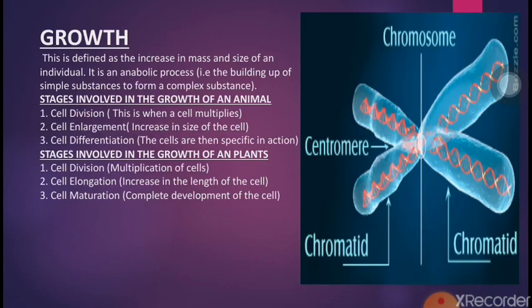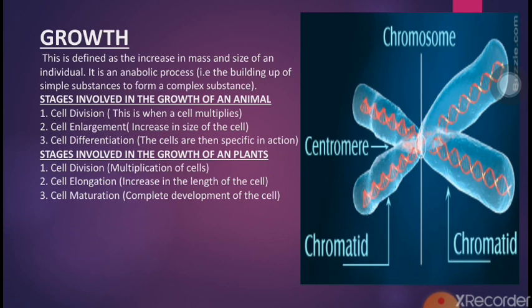Now, another topic we have here is growth. This is defined as the increase in mass and size of an individual. We see here that it is an anabolic process, as I explained earlier. Look at the stages involved in the growth of an animal. Number 1, the cell divides, that is, it multiplies. The cell will increase in size, that is the enlargement. Then the cell will become specific in action.